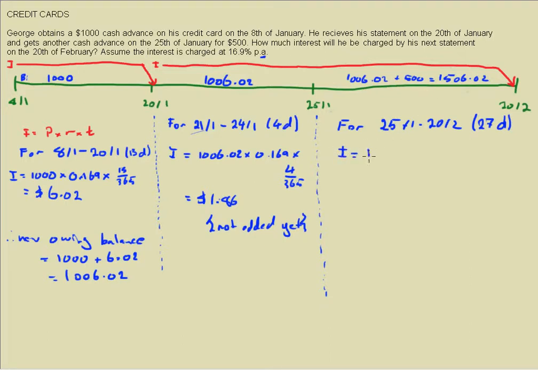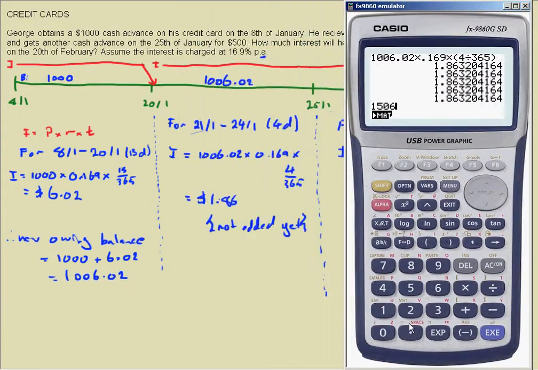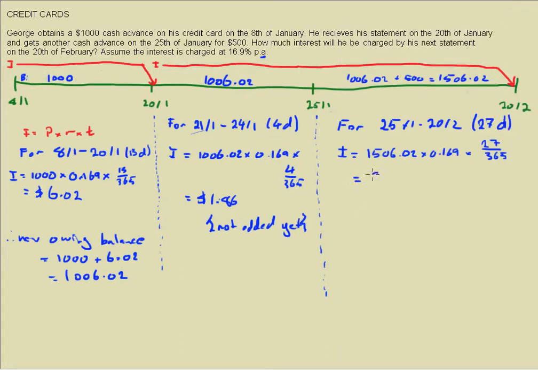So again, our interest formula being our principal now over this period is 1,506 and 2 cents times 0.169 times 27 over 365, and working that out down here, 1,506 and 2 cents times 0.169 times 27, the brackets here, 27 divided by 365, gives us, and rounding that up to the nearest cents, is $18.83.